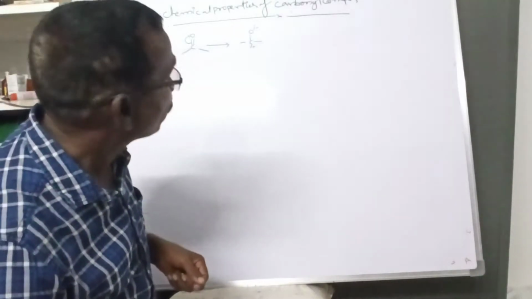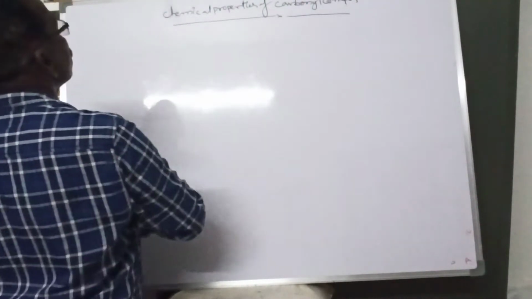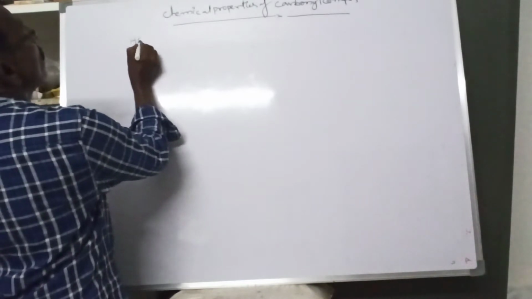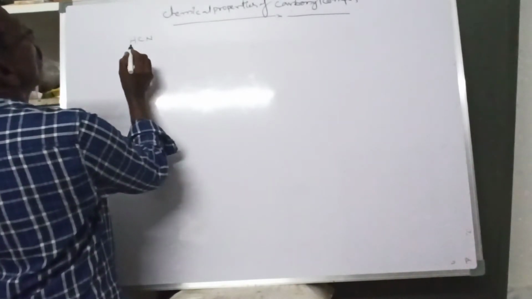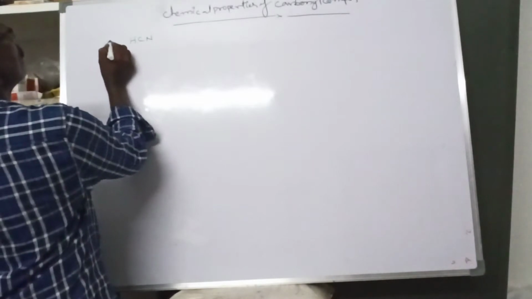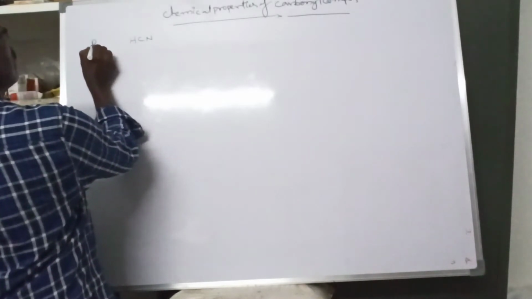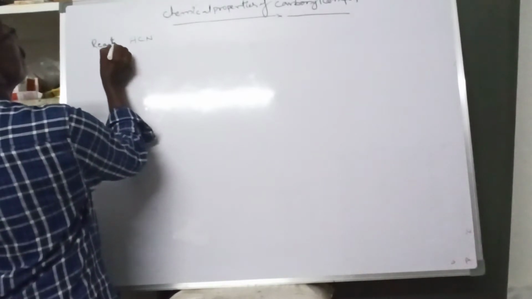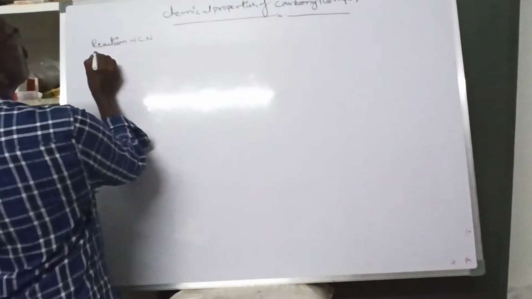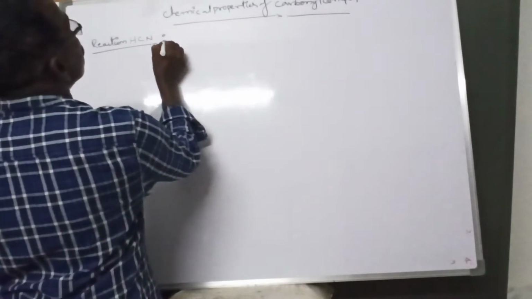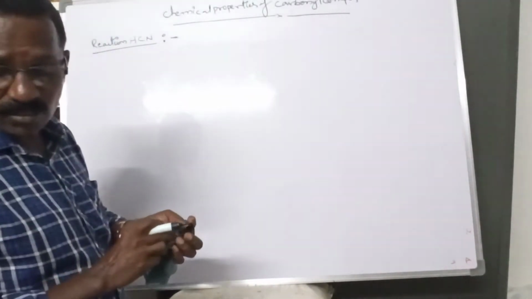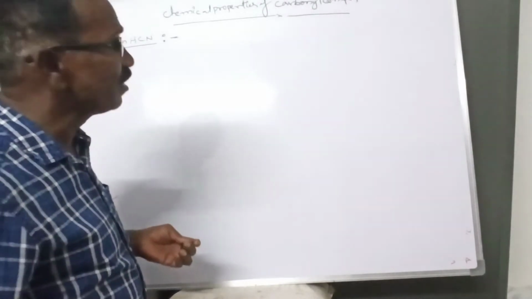Let us take some nucleophilic addition reactions. The first reaction is addition with HCN, hydrogen cyanide. Carbonyl compounds add hydrogen cyanide to form cyanohydrin compounds.